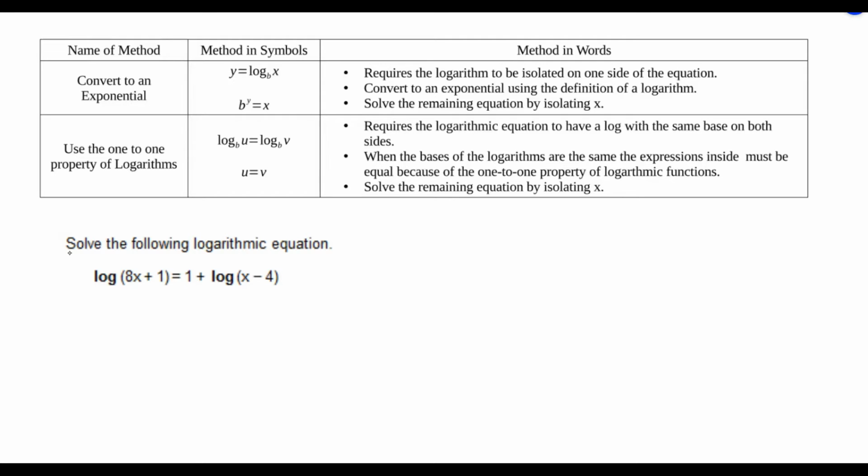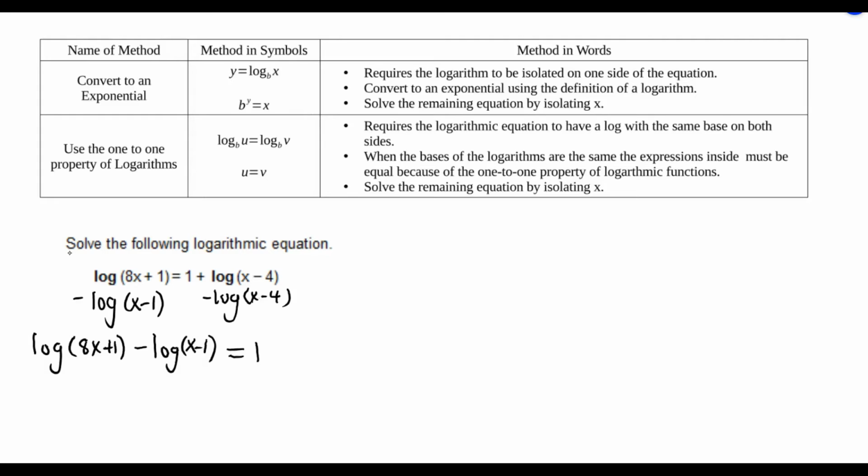But in order to make this work, I need to have a single log on one side of the equation. So I'm going to do a little bit of rearranging to start off. I'm going to subtract log of x minus 4 on both sides of the equation. That leaves a 1 on the right. On the left, I have log of 8x plus 1 minus log of x minus 1.